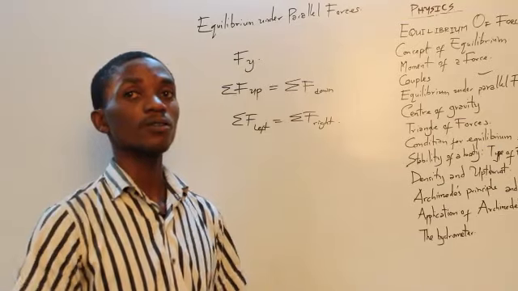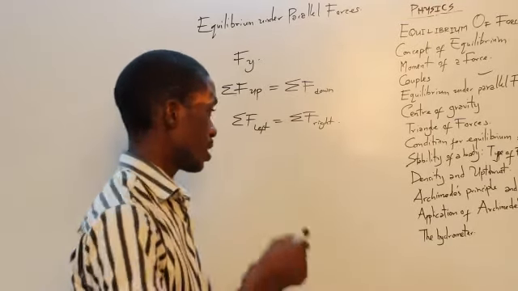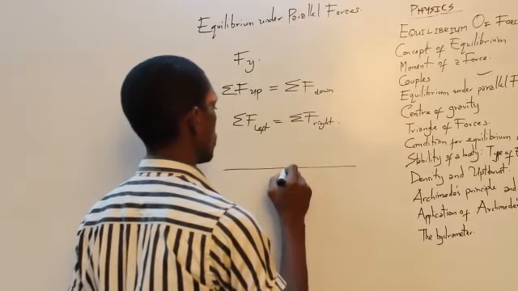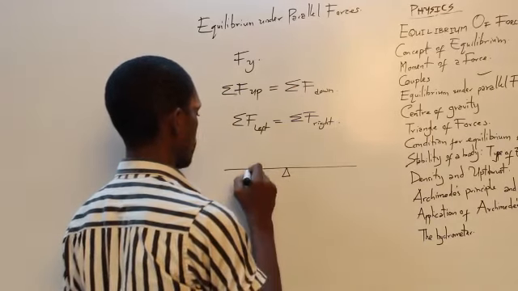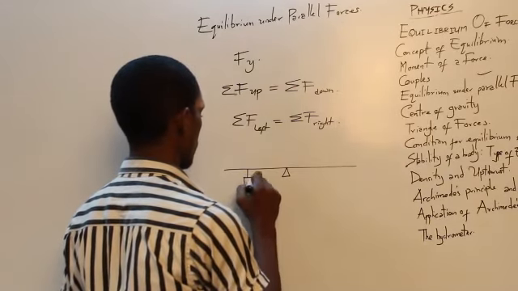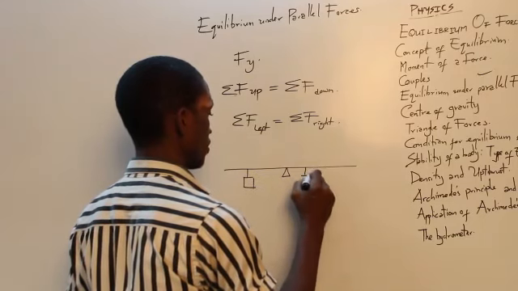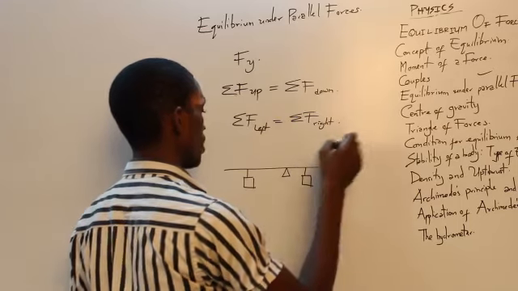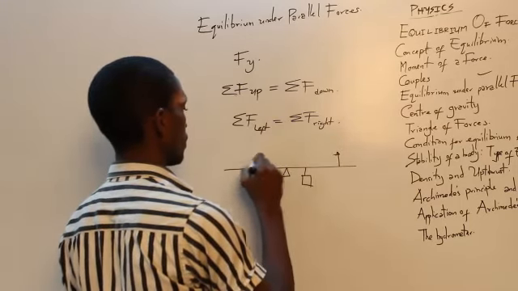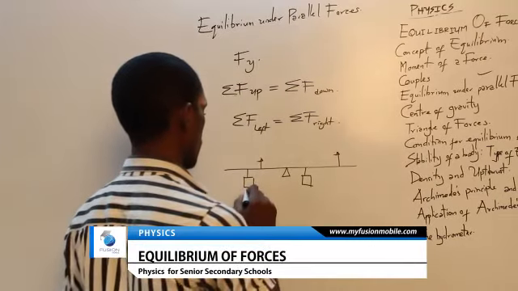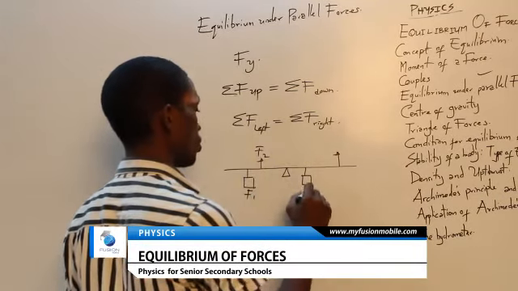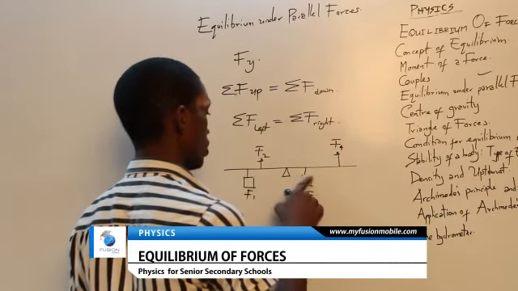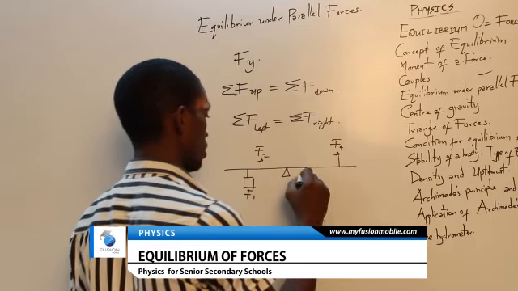We said moment is all about turning effects. So let's take, for example, this particular system. We have a force acting here. We have another force acting here. We have a force there. We have another force here. This is F1, F2, F3, F4. Or let me use arrows instead of drawing boxes.